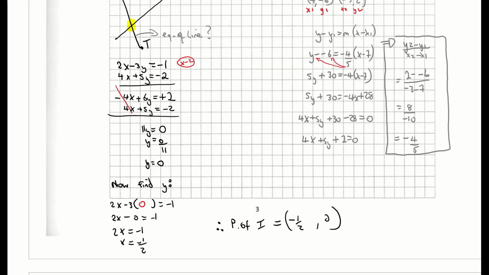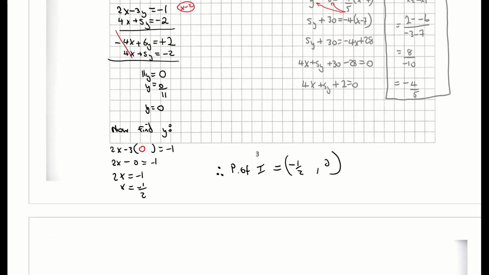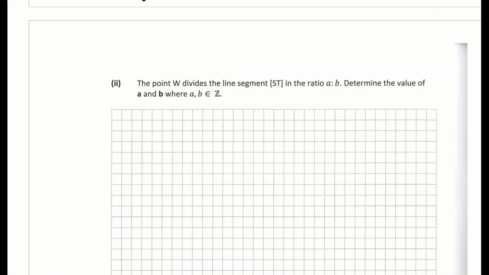So we're going to scroll down now and look at the second part of part B. So it's asking us to find the point W divides the line segment ST in the ratio A is to B. Determine the value of A and B. So first of all, I'm going to draw my line segment here created between S and T. And I know the coordinates of S and T are 7, minus 6, and minus 3, 2. It's then telling us that this new point that we've just found, W, is somewhere on that line. So it's dividing it in the ratio A is to B. And we need to find that ratio basically.